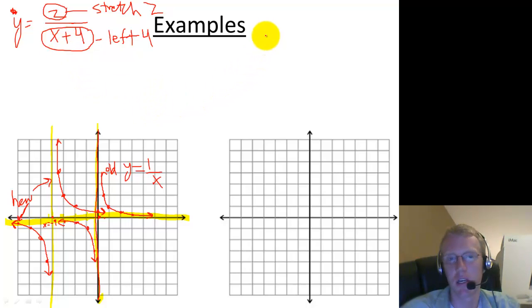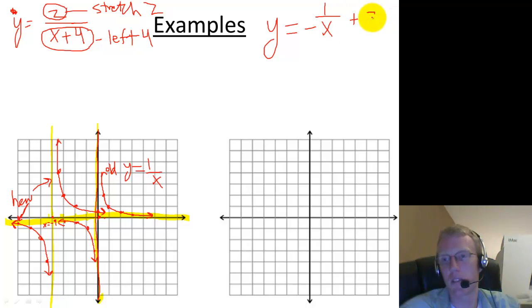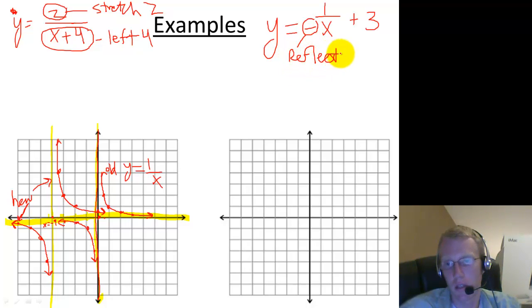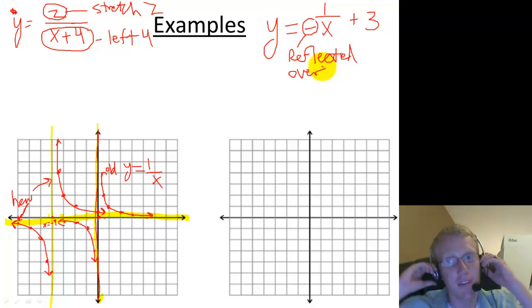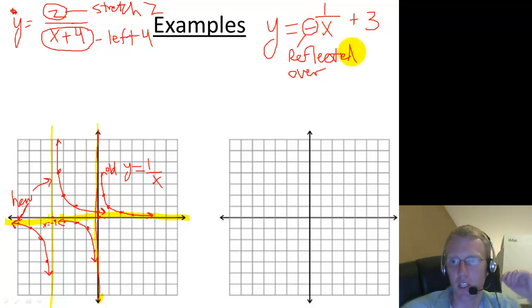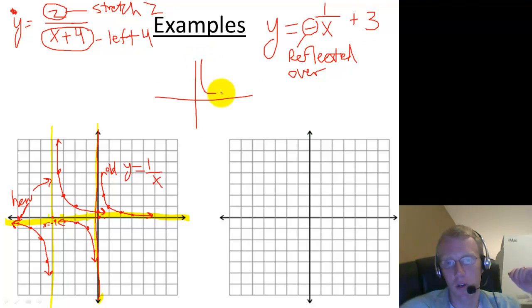Let me do, I guess, one last example. y equals negative 1 over x plus 3. Okay, this negative right here tells you that you reflected over, let's see, you reflected over the x-axis or y-axis. In fact, it doesn't matter. In terms of order of operations, you do the multiplication first and then you add 3. So a cool thing, let me just draw a quick sketch. The normal graph is right here and right here.